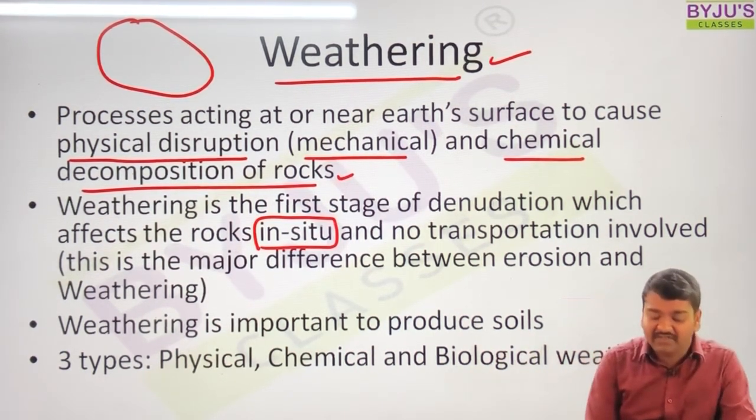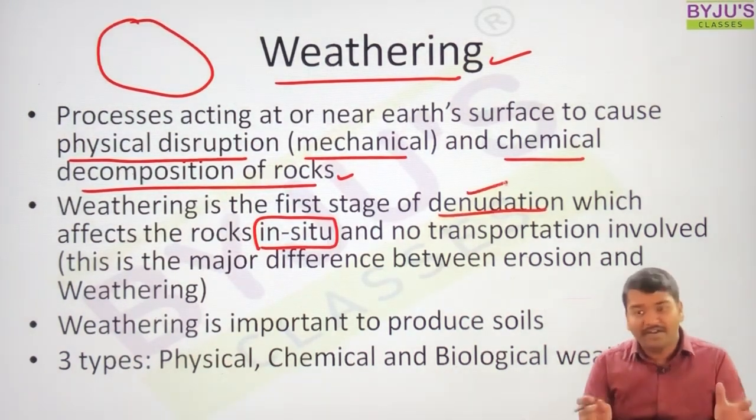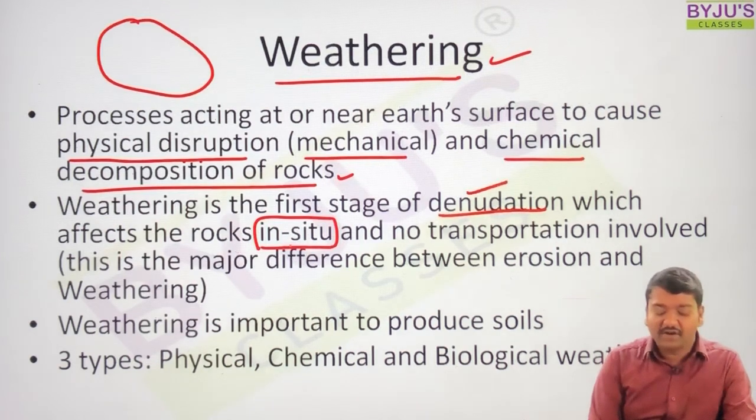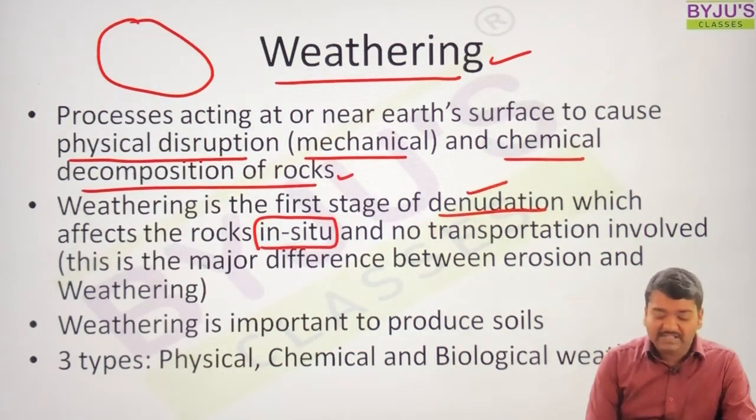So weathering is the first stage of denudation, that is degradation, which affects the rocks in situ, in the place where it is present, and no transportation is involved. This is the major difference between erosion and weathering.